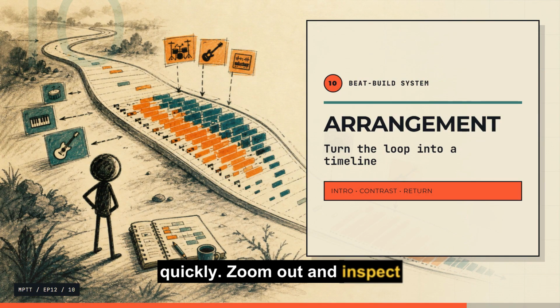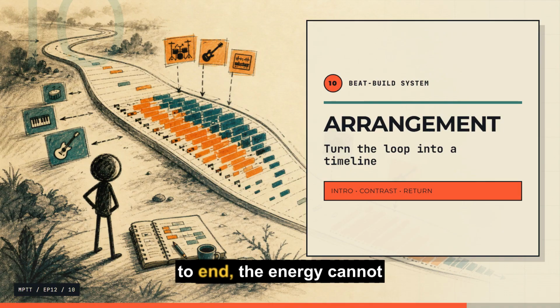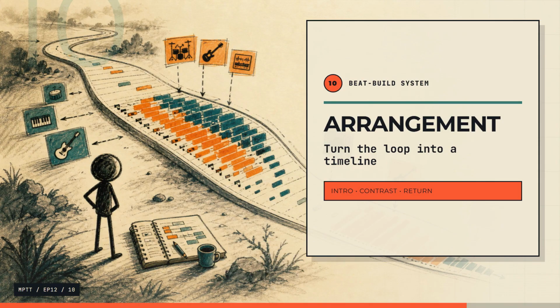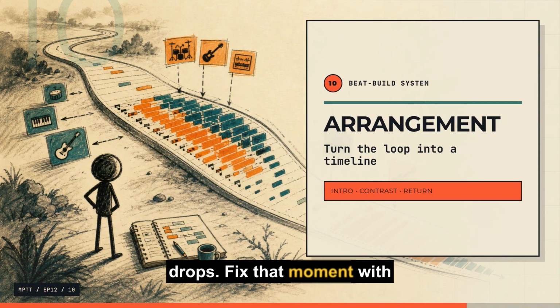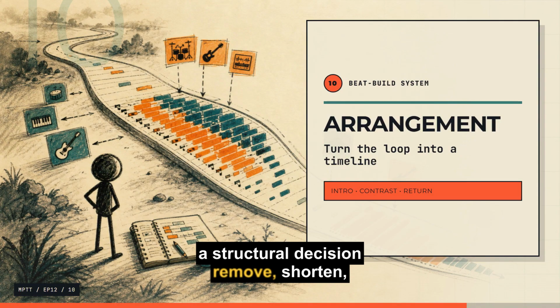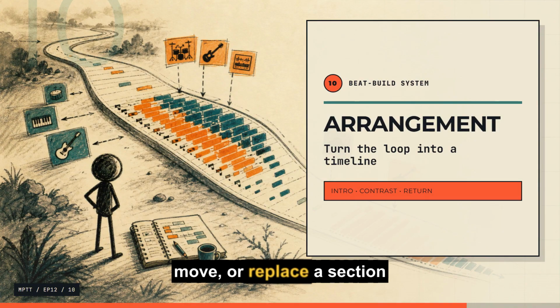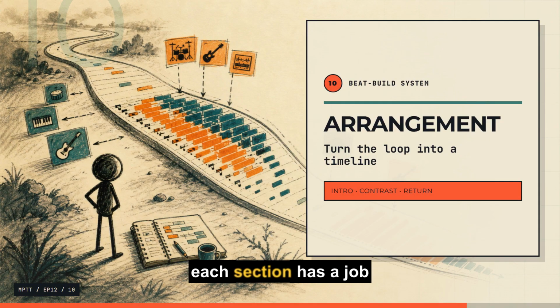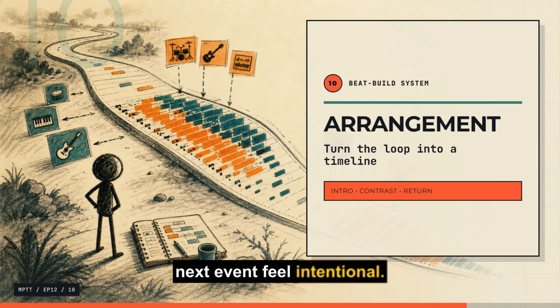Zoom out and inspect density. If every track is a solid block from beginning to end, the energy cannot breathe. Then listen from the start without touching the mouse. Mark the moment where attention drops. Fix that moment with a structural decision. Remove, shorten, move, or replace a section before adding more effects. The arrangement is finished when each section has a job, and the transitions make the next event feel intentional.